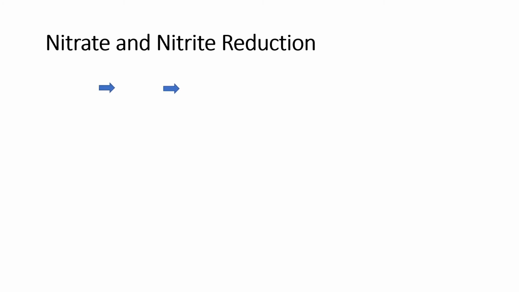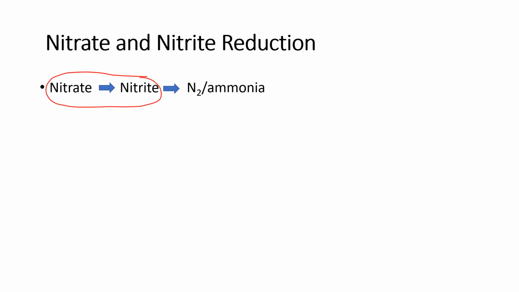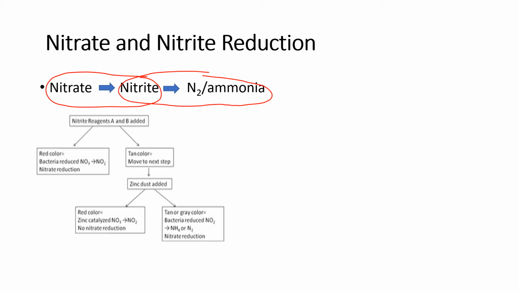Okay, to go through it again, you are looking for two possible reactions. The first reaction is nitrate being reduced into nitrite. The second possible reaction is nitrite being reduced into nitrogen gas or ammonia. And again, the flow chart, the order of what you would be doing is adding nitrite reagents A and B.